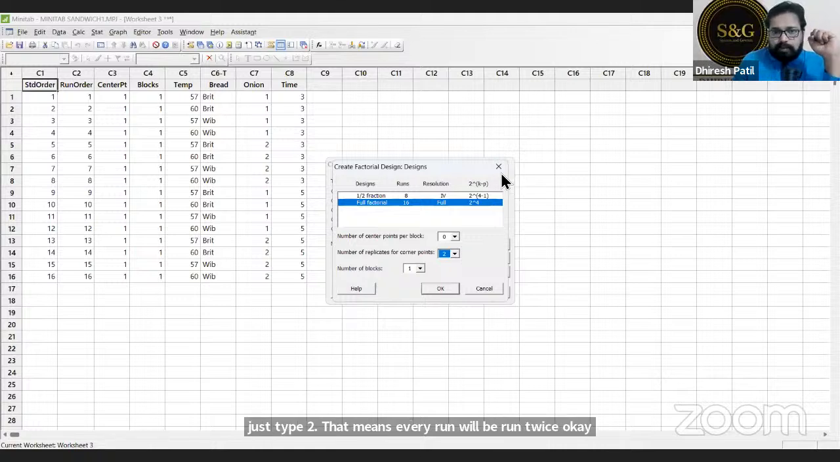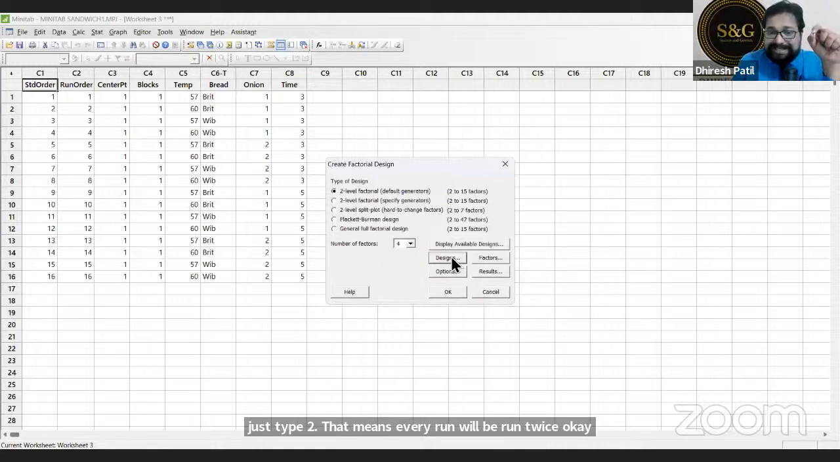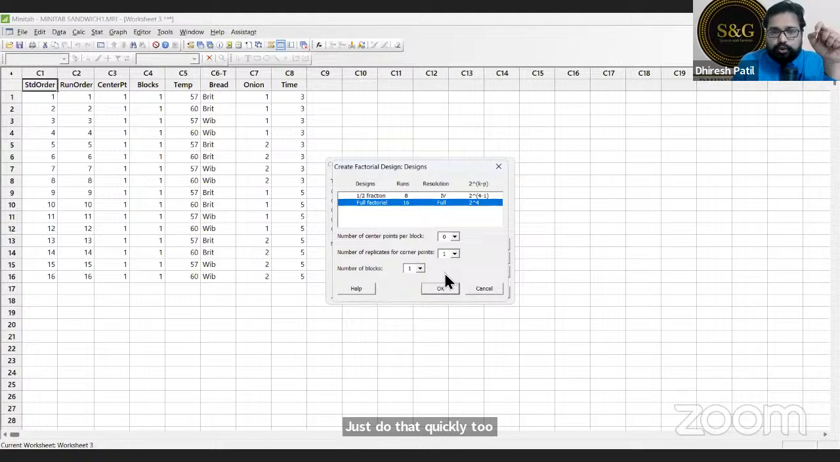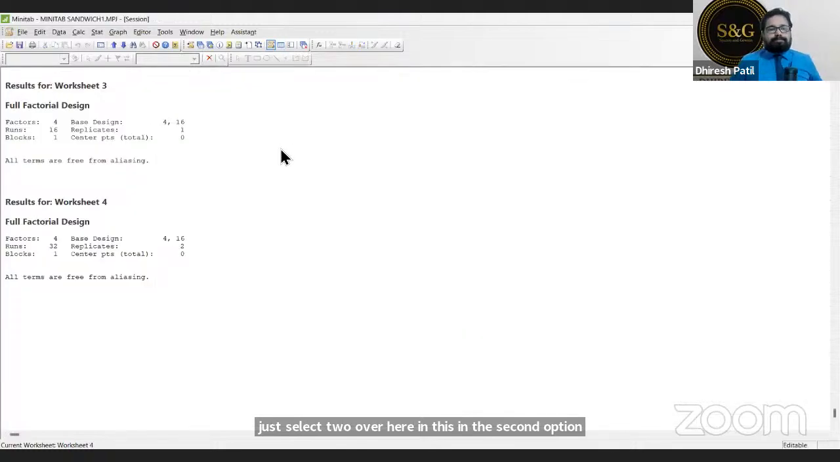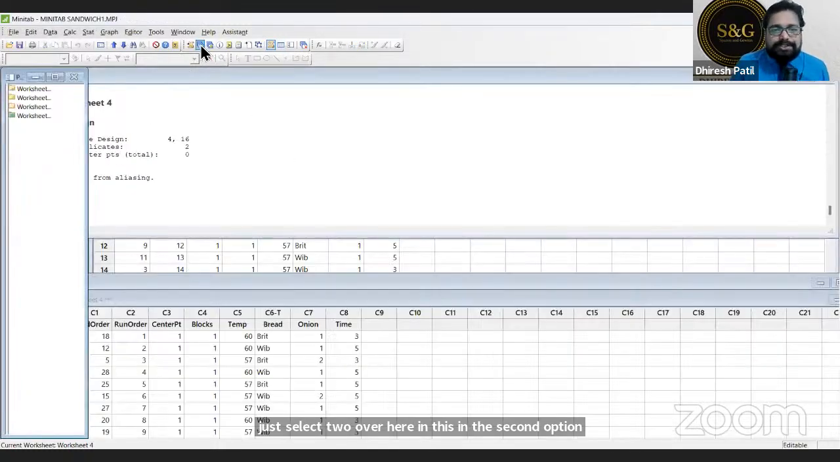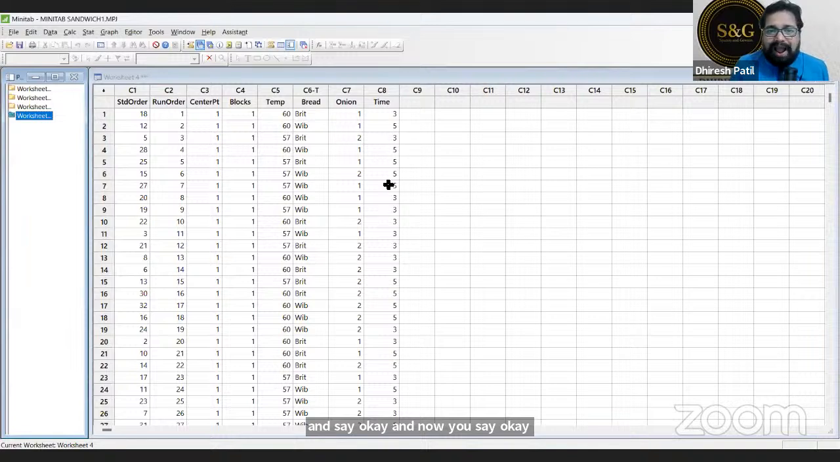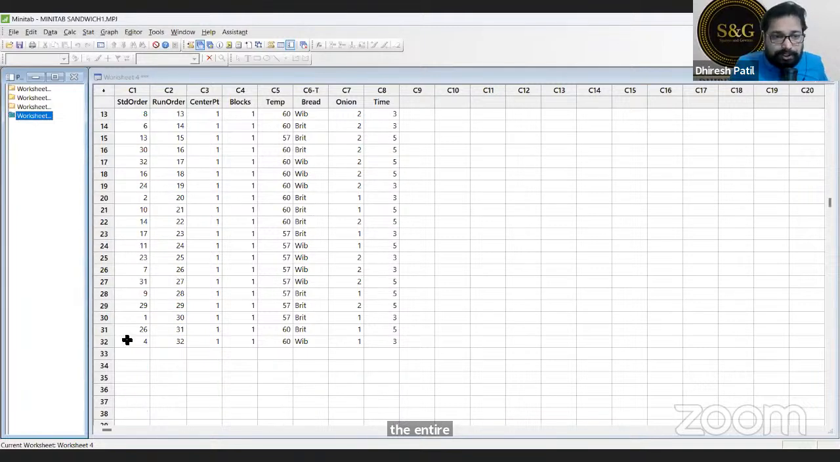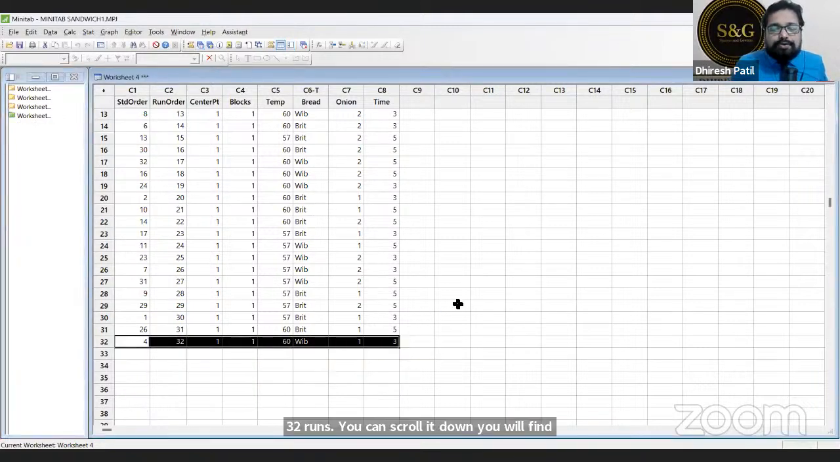Where will you find this? Go to Design and just select 2 over here in the second option and say okay. And now you say okay. Now go back to this. Now you have the entire 32 runs. You can scroll it down. You will find 32 runs of data available.